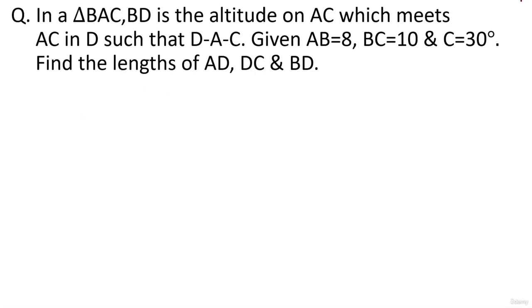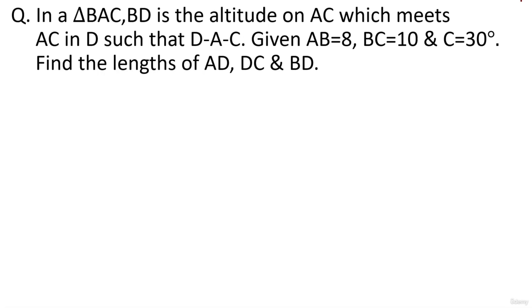In a triangle BAC, BD is the altitude on AC which meets AC in D such that D-A-C. Given AB is equal to 8, BC equals 10, and angle C equals 30 degrees, find the lengths of AD, DC, and BD. Okay, I would just request you all to try it out, and you can just resume the video to look at the solution.